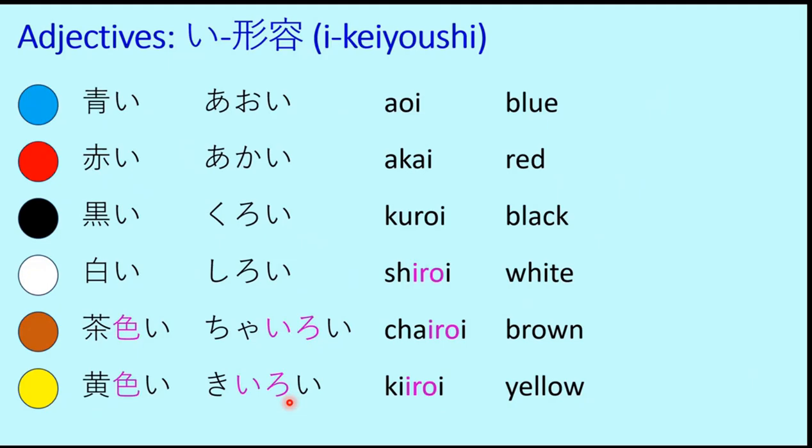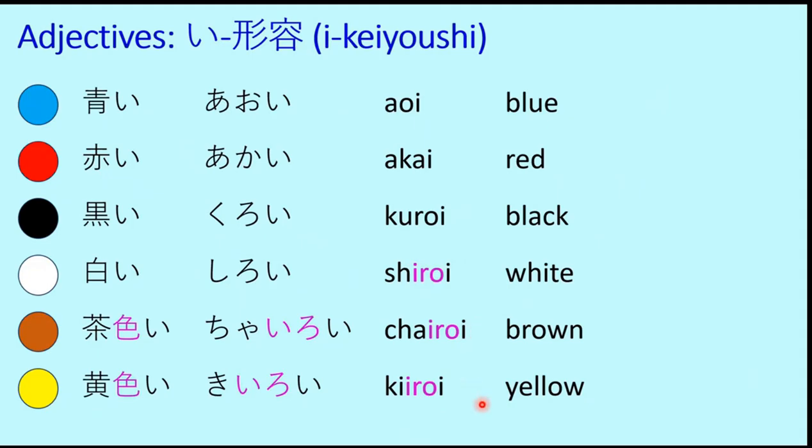So brown, which is chairoi, and cha means tea, ocha, cha. So this is tea. That means the color of the tea, which is brown. So brown is nothing but the color of the tea. Then we have kiiroi, which is yellow color. So in this way, and the white, although we have highlighted this here, but this is different because it is shi. So this is not the same as this. So I should not have colored this. So it's an independent word, shiroi, which is white. So aoi, akai, kuroi, shiroi, chairoi, and kiiroi.